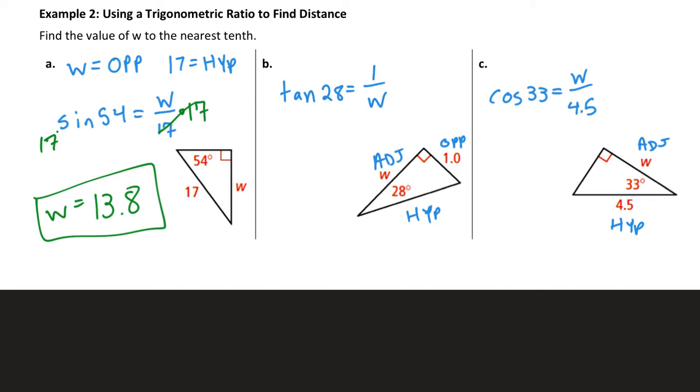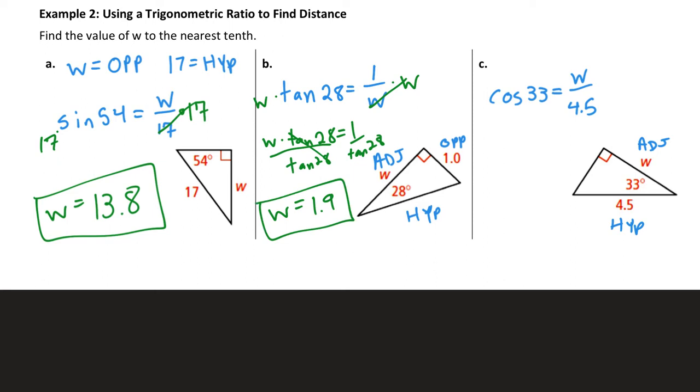For part B, it's a little bit different because the variable, instead of being on the top, is on the bottom. To solve this, you could do it a few different ways. I'm going to show a way that's a little confusing at first, but it'll make sense in the end. I'm going to start by multiplying both sides by w. So this becomes w times tangent of 28 equals 1. To solve this, I'm going to divide 1 by the tangent of 28. In your calculator, you type 1 divided by the tangent of 28, and that ends up being 1.9, rounding to the nearest tenth, okay?